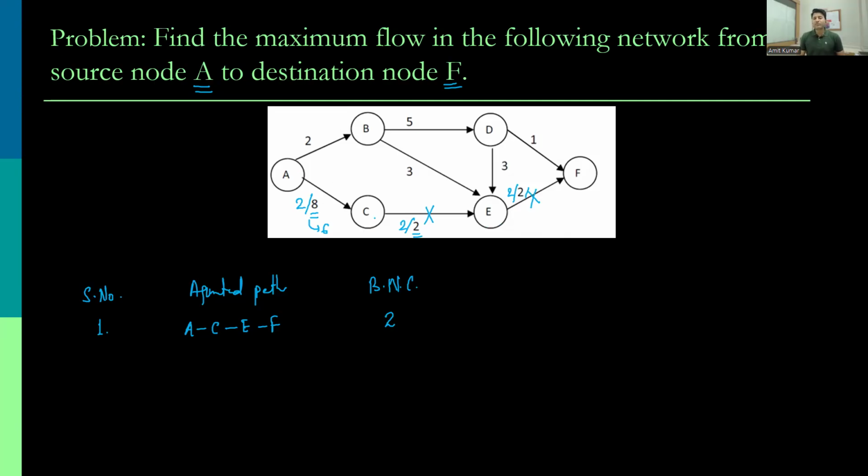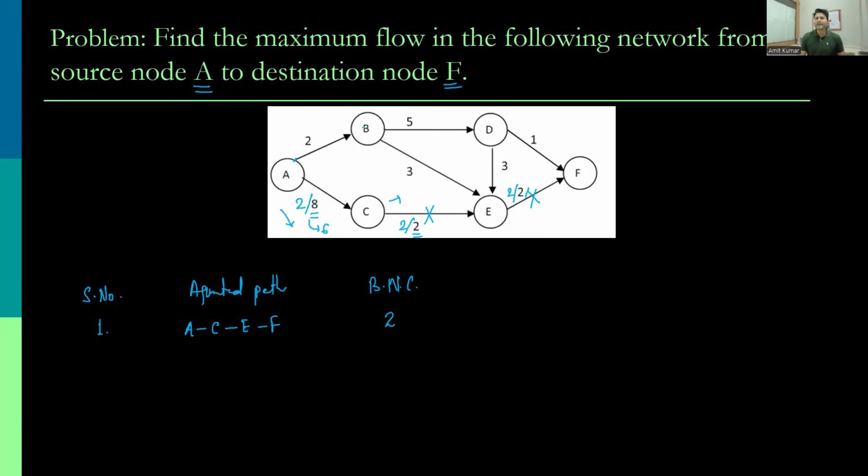Now can I take A to C again? Let us try to see. A to C. I do not have a path to move out from the vertex C because C to E is already exhausted. C to E is already exhausted. So there is no further path by taking the A to C direction. Understood? Now, what are the other paths?